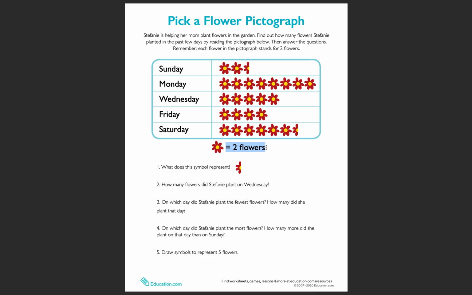2, 4, 6, 8, 10, 12, 14, 16, 18, 20. Very good. Let's try it again and you see if you can know the number before I say it. 2, 4, 6, 8, 10, 12, 14, 16, 18, 20. Remember, counting by 2s is counting the even numbers if that helps you.